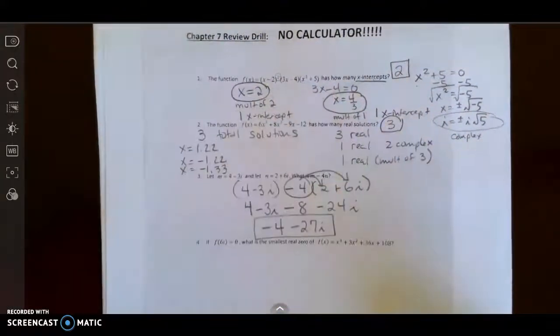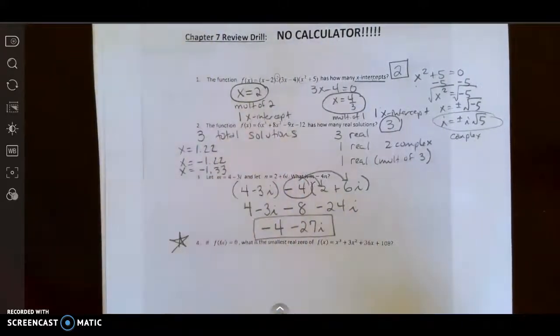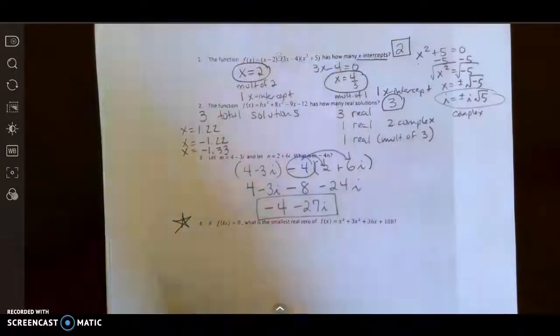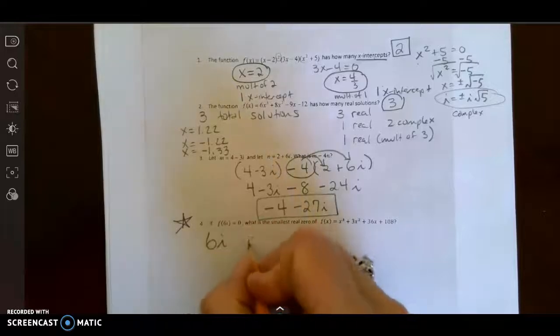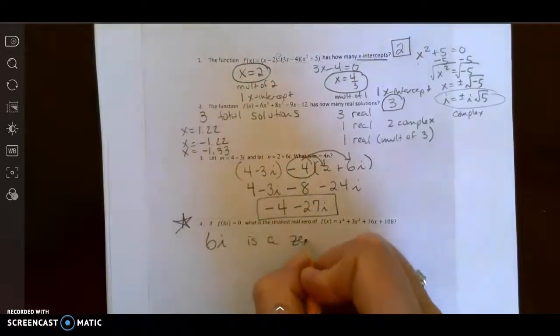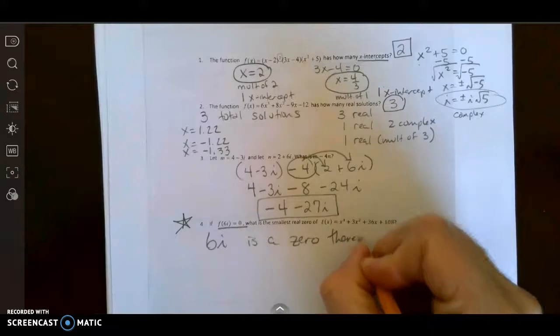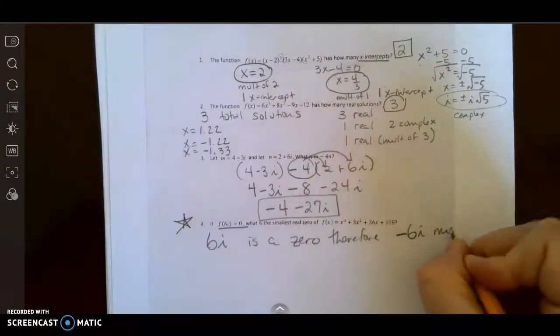Right. Number 4. If f of 6i equals 0, what is the smallest 0 of this function? This is a really important one. This is just a really important problem to be able to do. They're saying that 6i is a 0. That's what that means. Therefore, negative 6i must also be a 0.